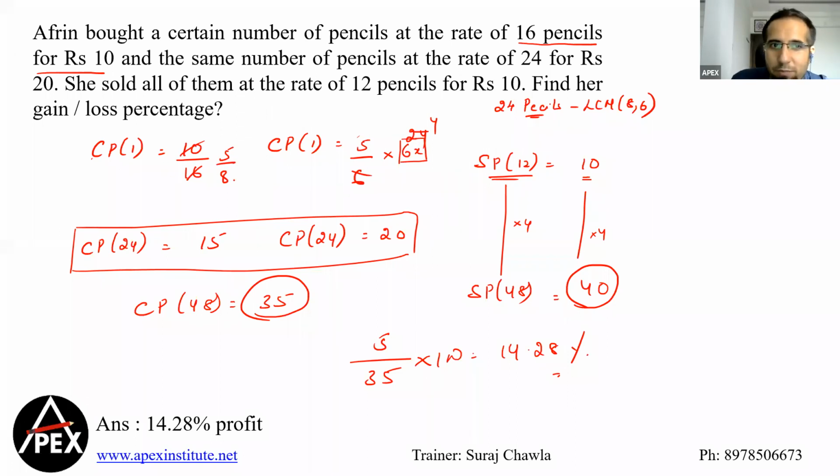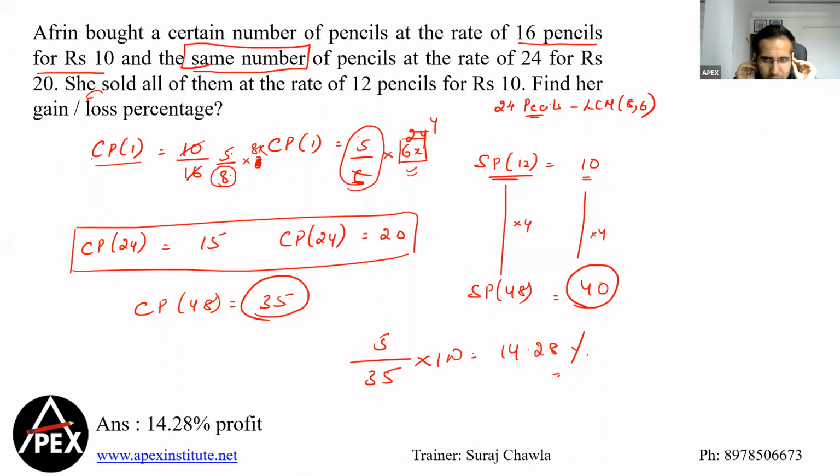Chinmay, see the logic is quite simple here. If CP of 1 pencil is 5/8, CP of 2 pencils will be into 2, CP of 3 pencils will be into 3. So I do not want a fraction. If I do not want a fraction, I will assume a number that is a multiple of 8. Similarly, here also I do not want a fraction, so I'll assume a multiple of 6. The question says the number of pencils of both the lots is same. So I want a multiple of 8 and also a multiple of 6. Therefore, I'll take an LCM of 8, 6.